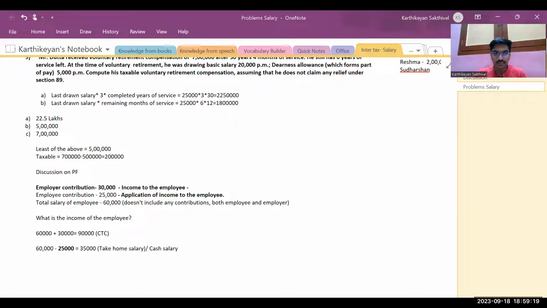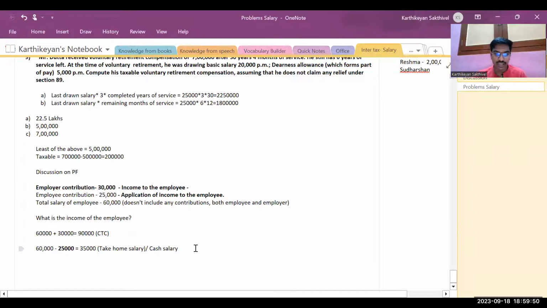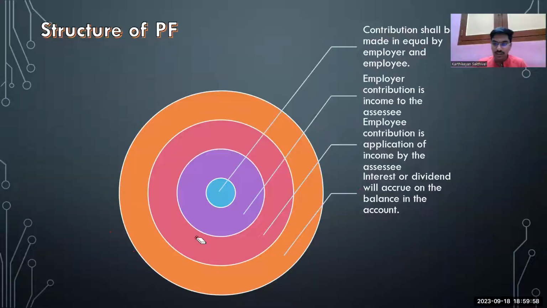Now let us go back to our PPT. Hope the PPT is visible. Yes, sir. Super. So the first point is that the contribution shall be made in equal amounts by the employer and employee, that has been discussed. Second, the employer's contribution is income to the assessee, that is discussed. Employee's contribution is the application of income by the assessee, that is also discussed. The fourth point is, generally if you are contributing an amount to any fund, the fund will multiply itself. It will give you returns either in the form of interest or dividend. Correct? So that is this fourth point.